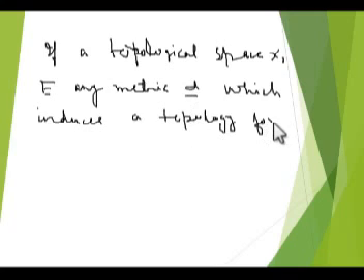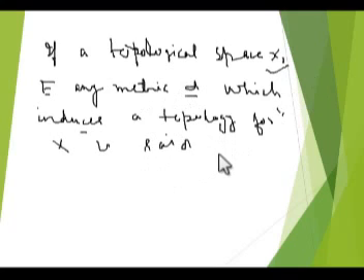Then we will call X metrizable. So this is the definition of metrizable: for any topological space X, we must have a metric which also generates the topology for the set X. Then X is said to be metrizable.